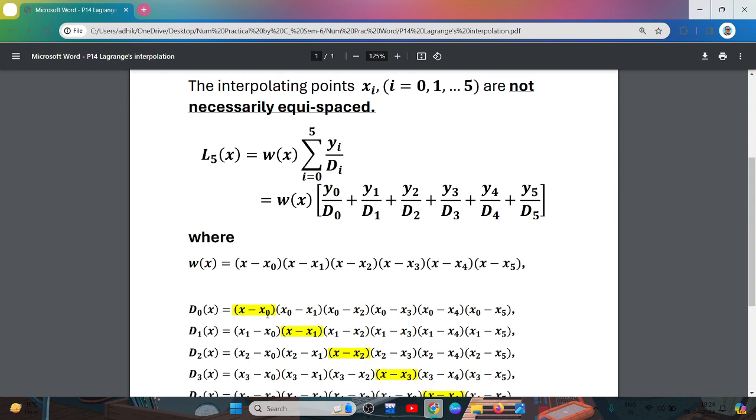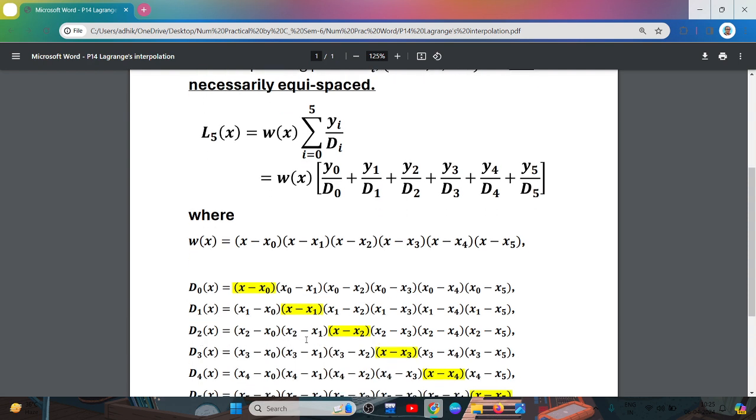And d0 is x minus x0, x0 minus x1, x0 minus x2, x0 minus x3, x0 minus x4, x0 minus x5. Note that the first term in d0 is x minus x0, and the next term is x0 minus x1. So this is d0, and this is d1, x1 minus xi. The only difference is that x1 minus x1 is replaced by x minus x1. For d2, x2 minus x2 is replaced by x minus x2, and the other factors are x2 minus xi.